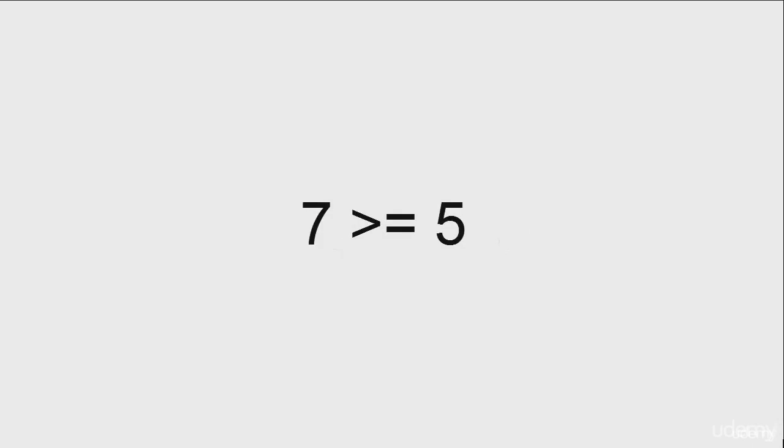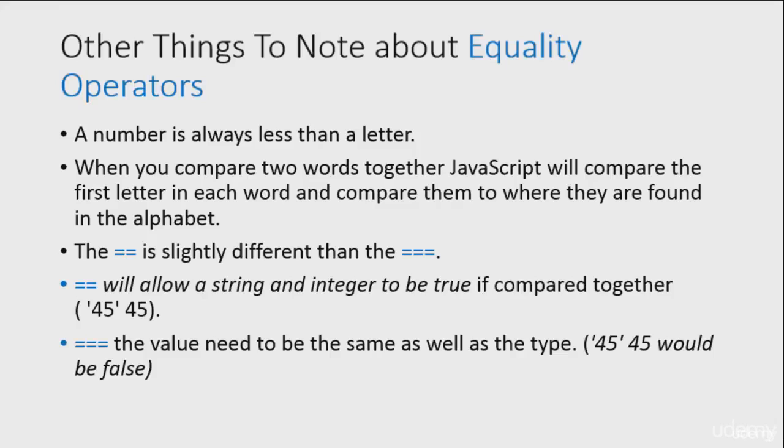In this example, we have a 7 that is either greater or equal to 5. In our case, 7 is greater than 5, so the condition is true. One thing to note is that a number is always less than a letter, and when you compare two words together, JavaScript will take the first letters of the two words and use the alphabet to rank them as being less or greater than each other.